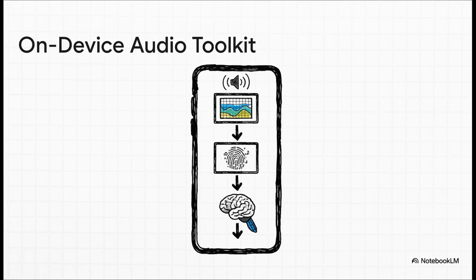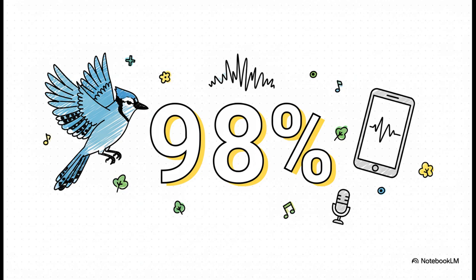It's using things like fast Fourier transforms, which is just a fancy math way to break down signals, to create those spectrograms. Then it pulls out those MFCC fingerprints and feeds everything into a lightweight AI model, something like TensorFlow Lite, which is designed to run super efficiently on a phone for that final classification. And the final result? Bam!